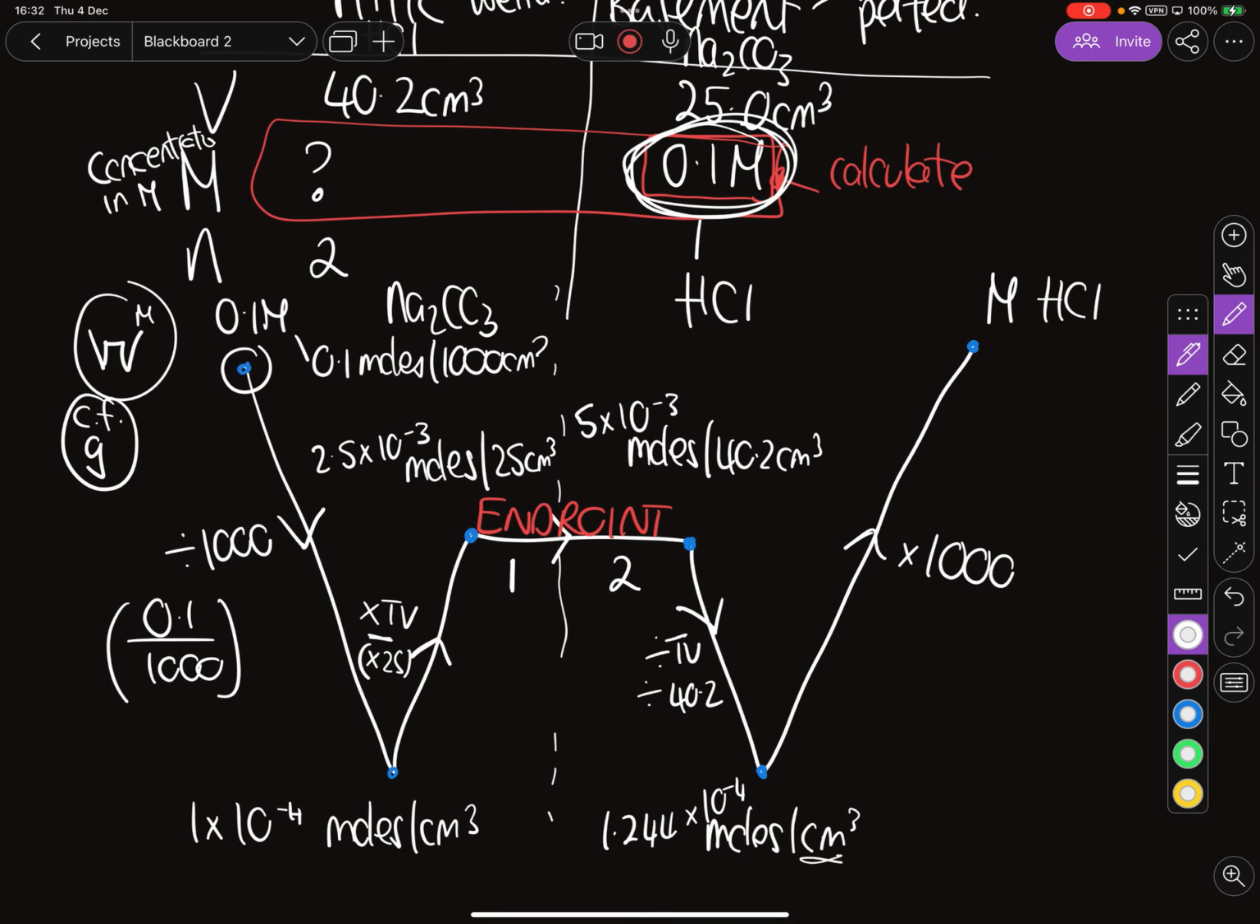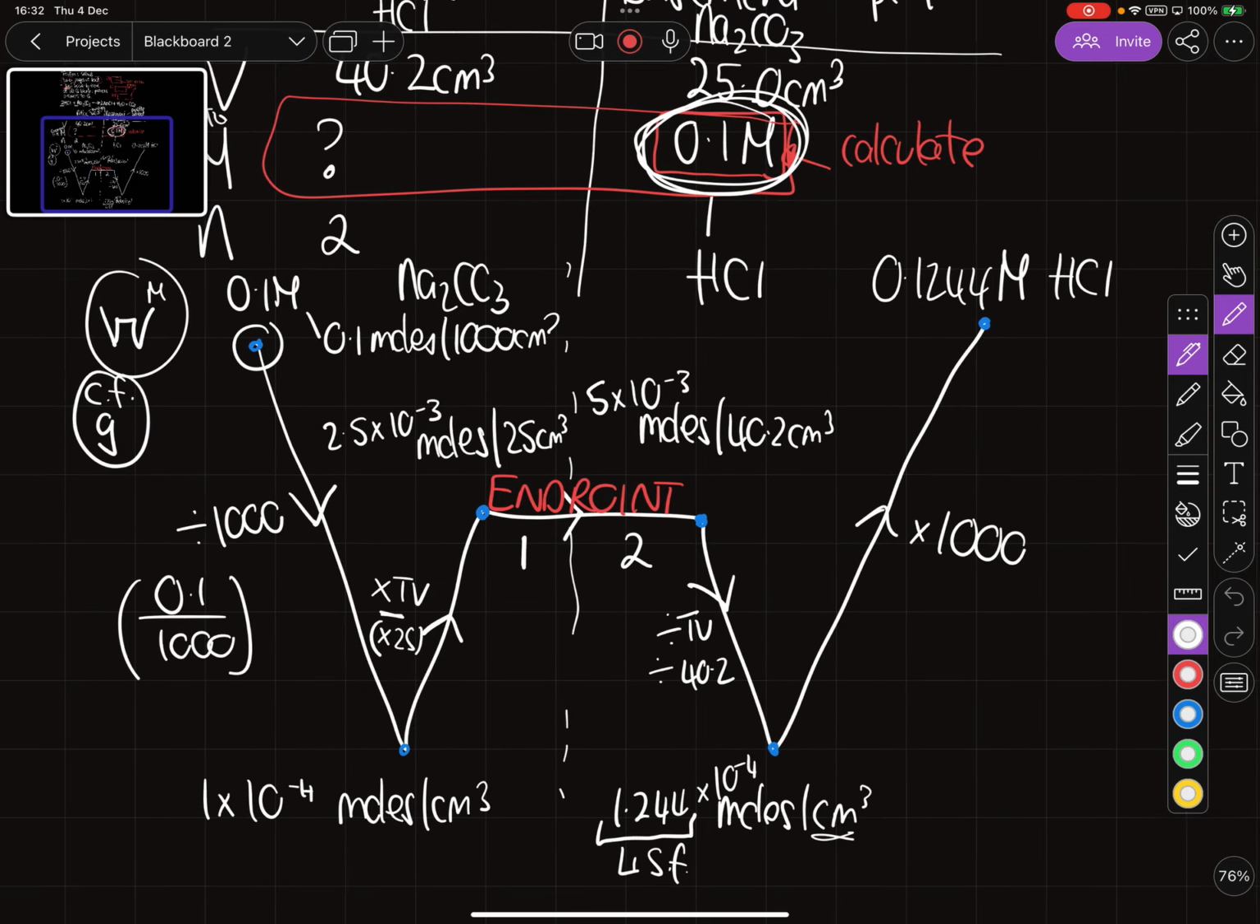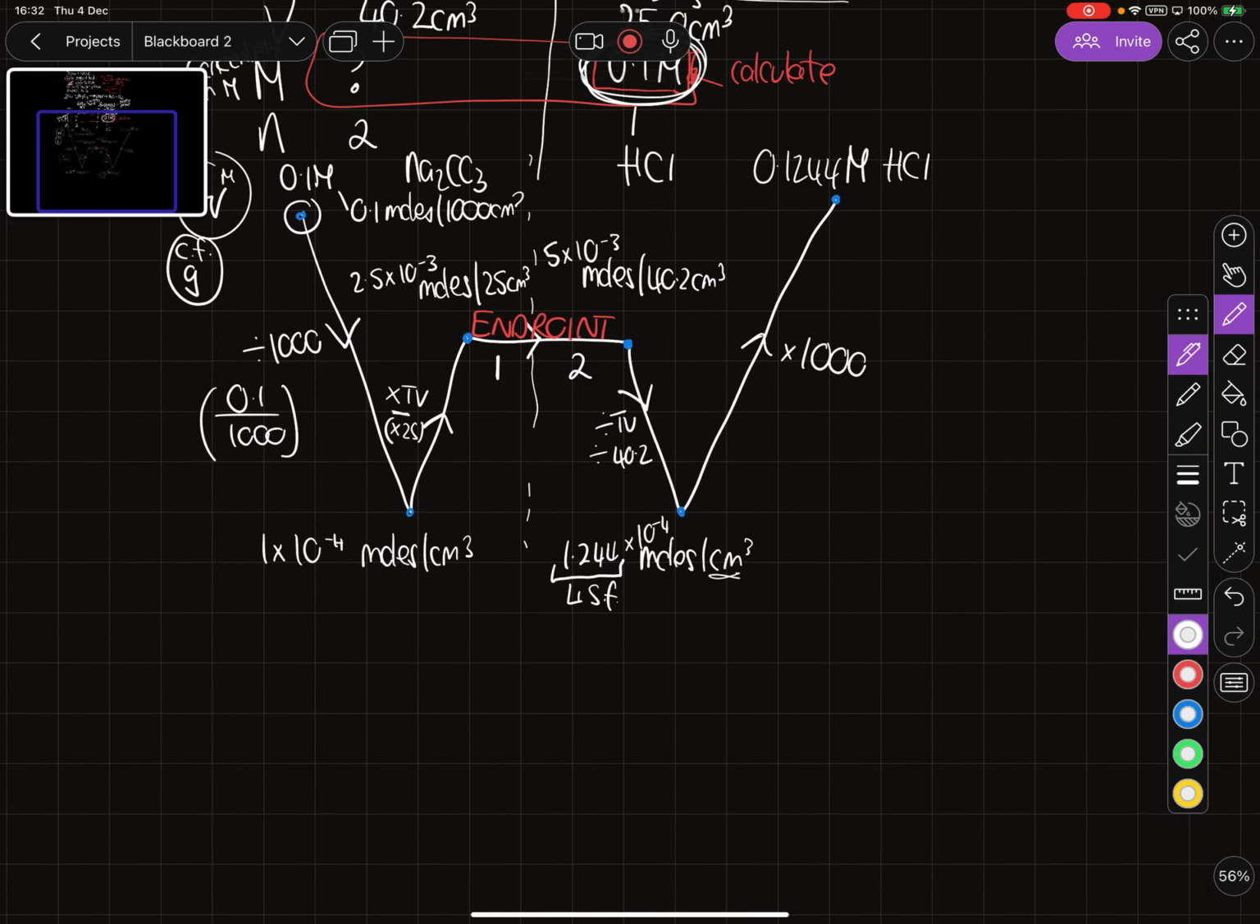Now, this is the first time in the maths where we are going to have loads and loads of digits in the calculator. You have to put it to 4 significant figures. Have to do it. So now we have moles in a centimeter cubed of HCl. I want to turn it into the big M value, so I'm going to multiply it by 1,000. And when I do, it's just going to turn out to be 1.244, and again, 4 significant figures. You're going to finish this maths for me all of the time.